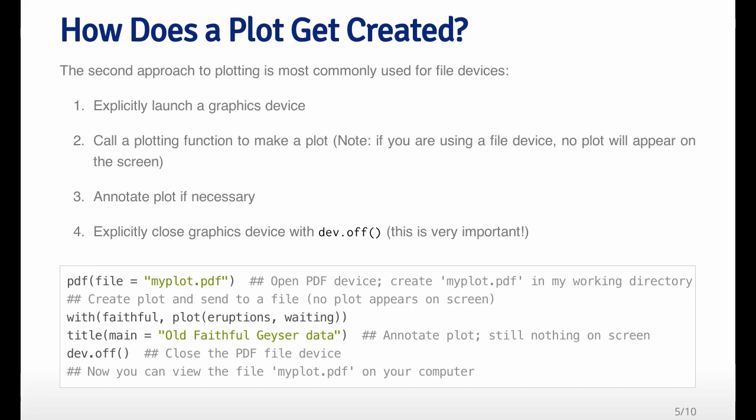Here's some code that opens the PDF device with the pdf function. You have to give it a file name, so I just called it myplot.pdf. Then you make the plot, do some annotation, and then you have to close the plot with the dev.off function. Once I've called dev.off, there should be a file in my working directory called myplot.pdf, and you can open that with any PDF viewer.